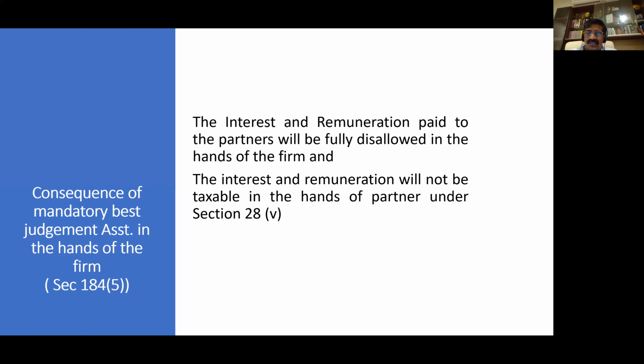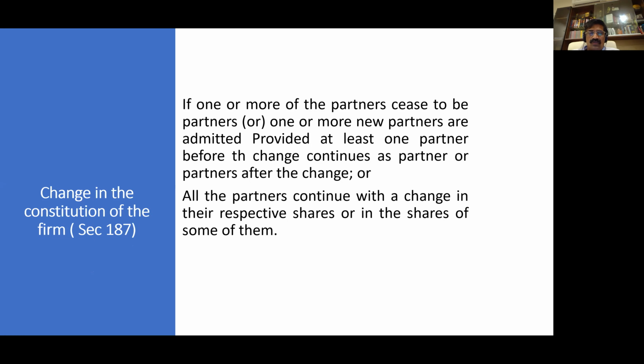How much interest it will get and how much remuneration it will get, we'll see in the subsequent slides. We'll go through the provisions of 40B, which talks about limits and conditions for claiming interest and remuneration. That we will see in subsequent slides. So again, if you look at 184, the first point: evidenced by an instrument, the profit sharing ratio must be specified, submit the copy of the partnership deed, and submit the copy of the revised partnership deed whenever there is a change in the constitution of the firm.